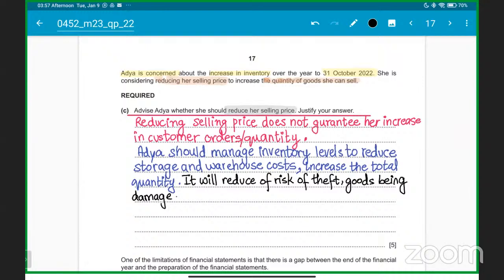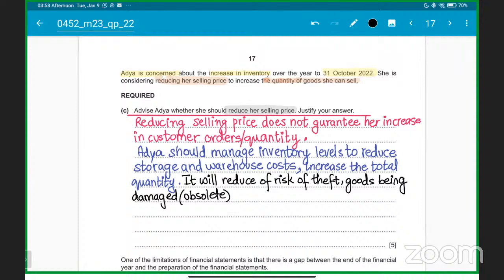Yes, sir. Following goods being damaged, obsolete. Okay, the proper word for it. So if you are giving the recommendation that the selling price should be reduced, it will help her reduce the risk of theft and goods being damaged, inventory will be sold quickly, more quantity can be sold, and it will help reduce the storage and warehouse cost as well. So this will be a couple of 3-4 lines on reducing the selling price.